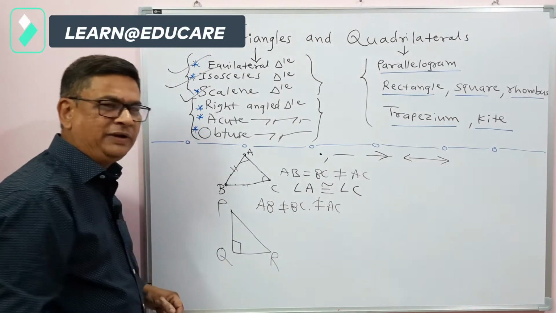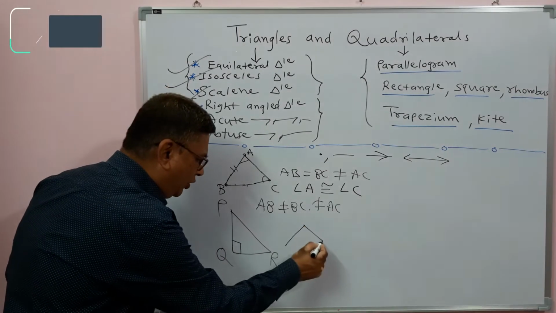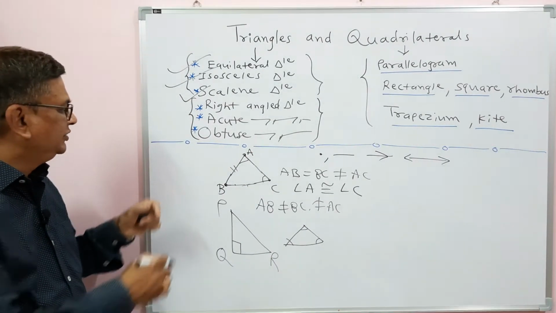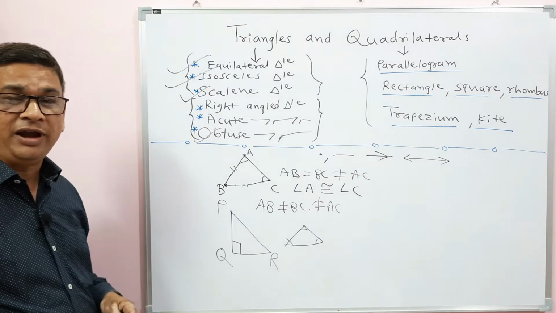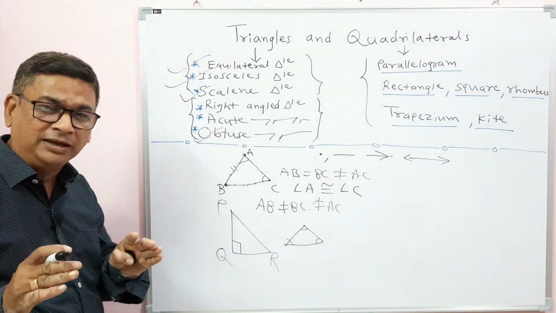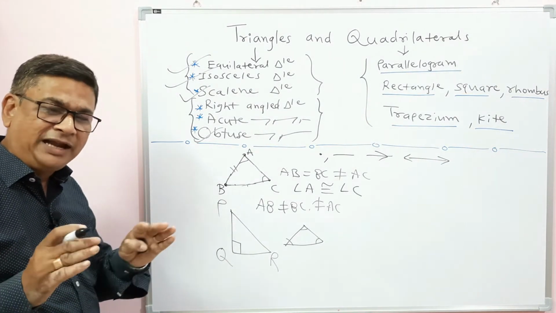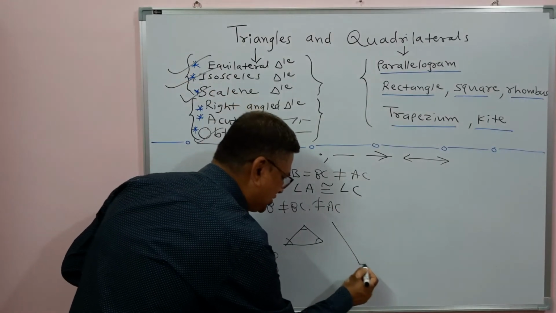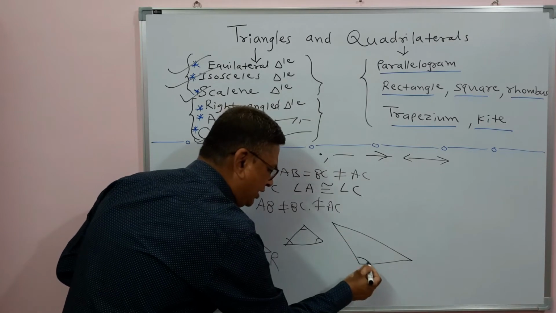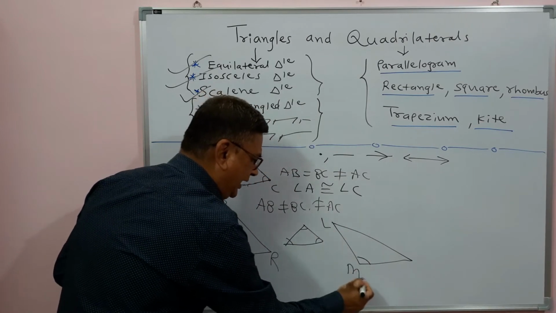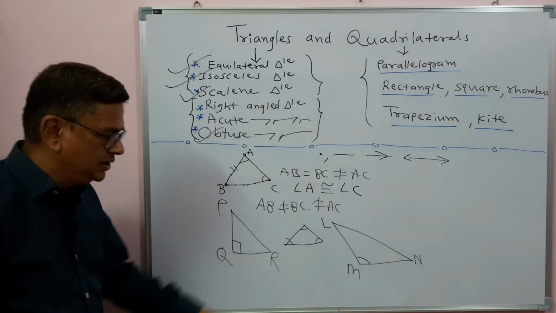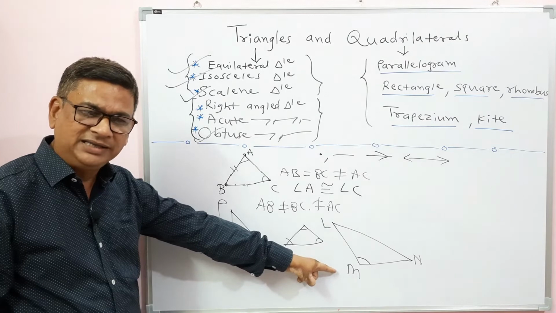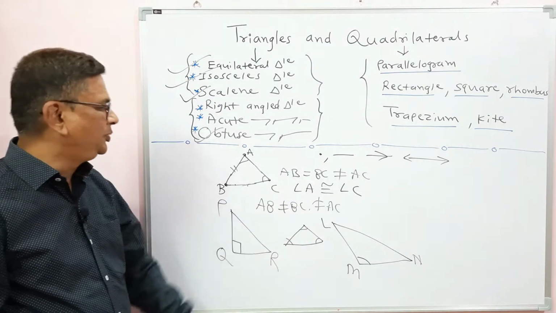Then there is the acute angle triangle. In an acute angle triangle, all three angles measure less than 90 degrees. And the next one is called the obtuse angle triangle. We already know what an obtuse angle is: an angle greater than 90 but less than 180 degrees. Therefore we can have such a figure, called an obtuse angle triangle. Here triangle LMN is an obtuse angle triangle in which angle M is greater than 90 degrees.